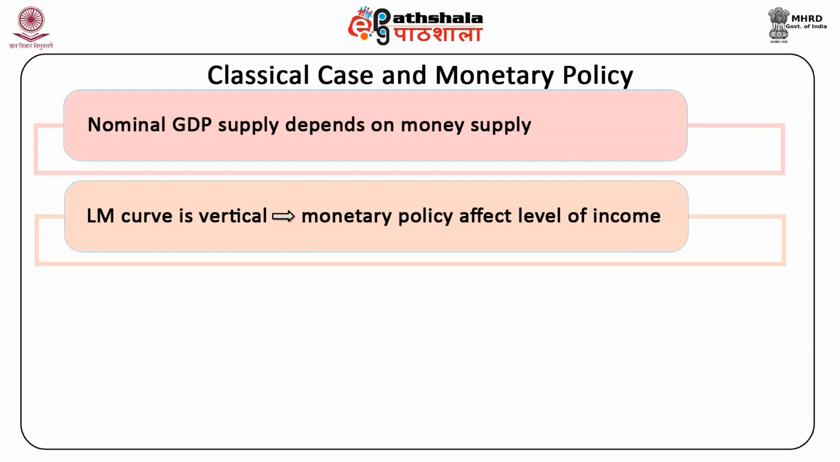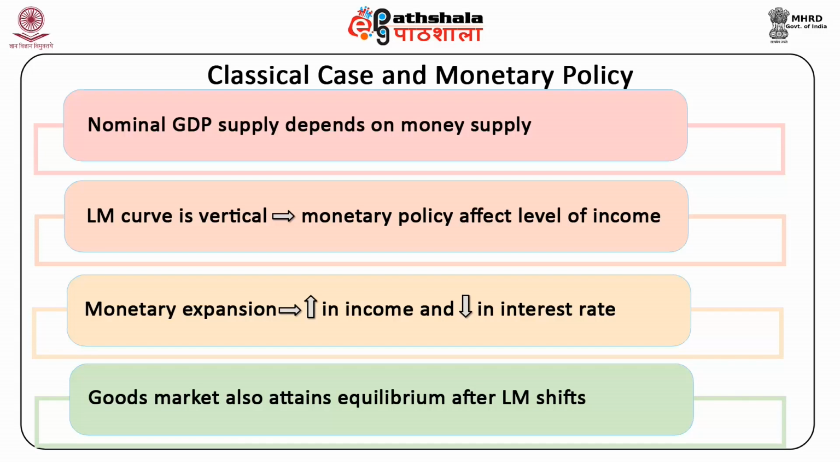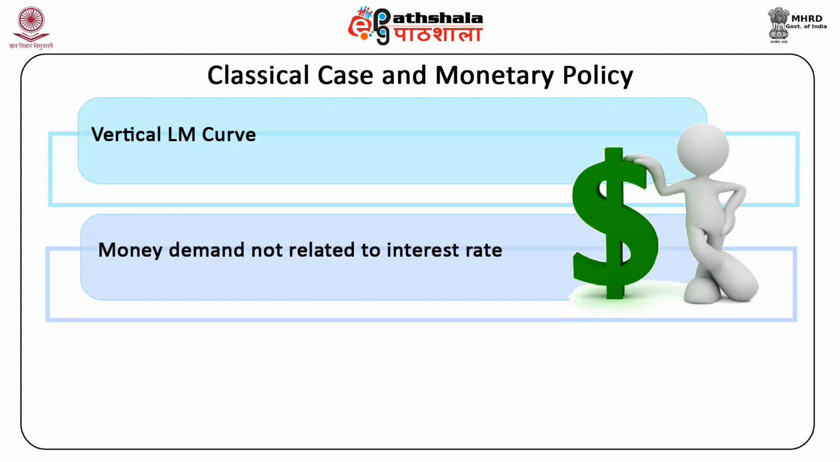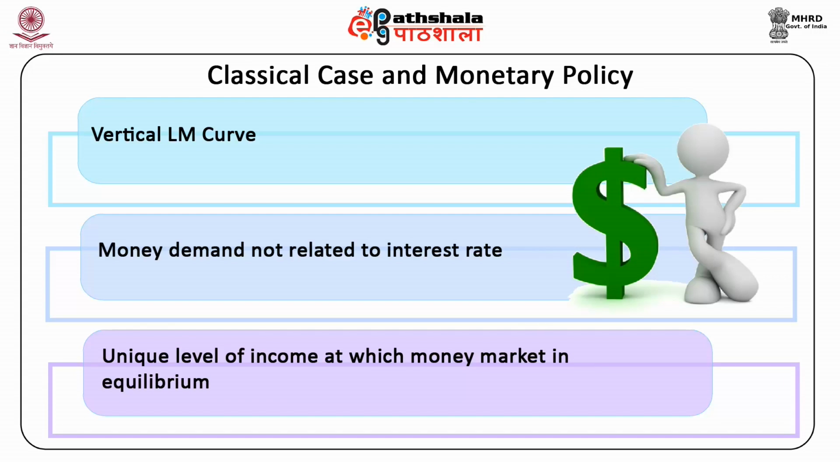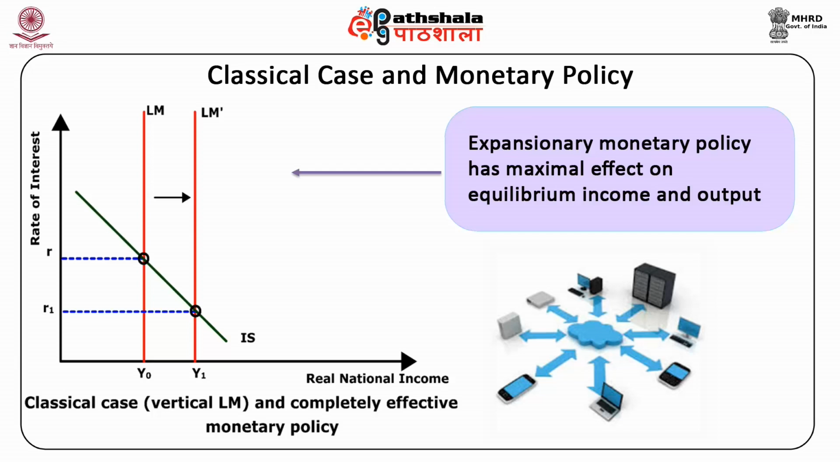When the LM curve is vertical, only monetary policy can affect the level of income in the economy. A monetary expansion leads to an increase in income and a fall in the interest rate with no further adjustment in income, as the goods market also attains equilibrium after the LM shifts. The vertical LM curve implies that the demand for money is not related to the interest rate, and there is a unique level of income at which the money market is in equilibrium. It can be seen from the figure that expansionary monetary policy has maximal effect on the equilibrium income and output.